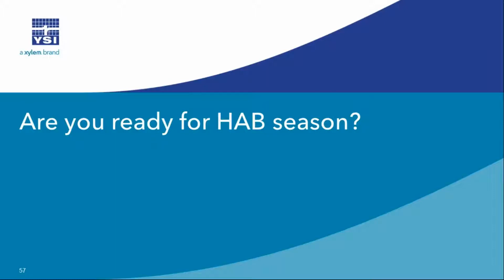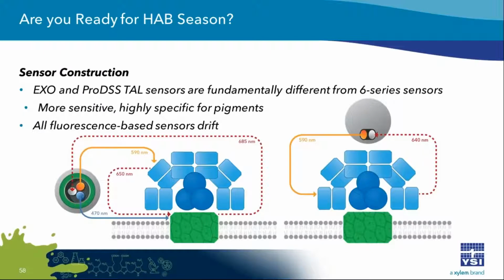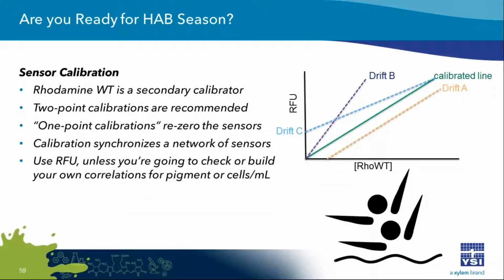Yes, thank you for that reminder, Brandon. So yeah, key things that I want you to take home from this. There are fundamental differences in the construction between the EXO and the 6 series, and those differences give you the superior performance of the EXO with better sensitivity. But in all cases, fluorescence sensors drift, and you have to be aware of that, and hopefully you're handling that by being responsible with calibration. We use Rhodamine to do secondary calibration, and 2-point calibrations are what I recommend.